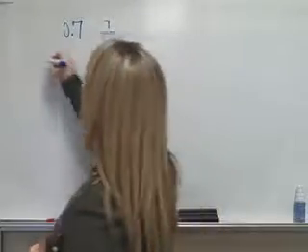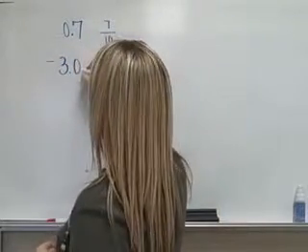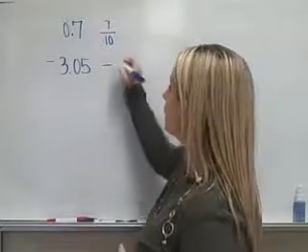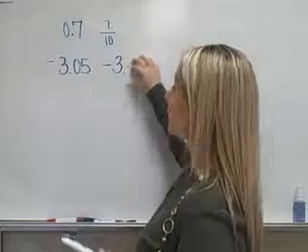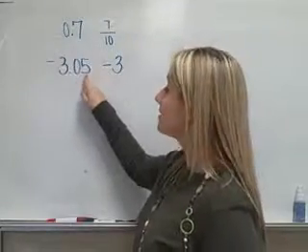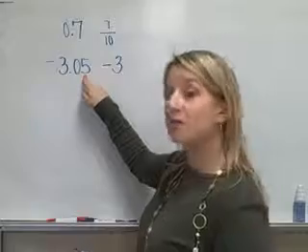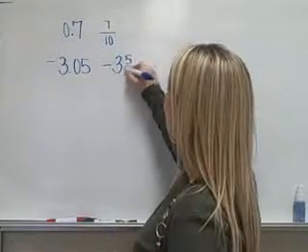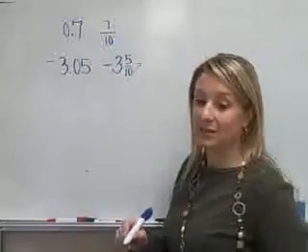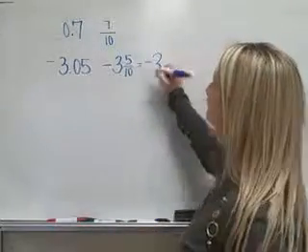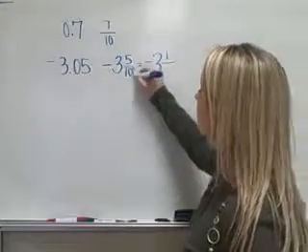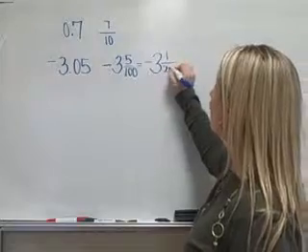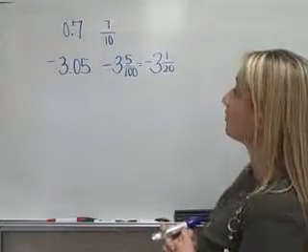Okay. How about negative 3.05? Okay. I know my answer is going to be negative. Negative 3 and something. Okay. You take a look at the last number. This is the hundredths place value, so I'm going to say 5 hundredths. I'm going to write 5 hundredths. And then we do need to do some simplifying, okay? 5 can go into 5 once. Oops, that's hundredths. 5 can go into 5 once. 5 can go into 100 twenty times. So that would be my final answer.